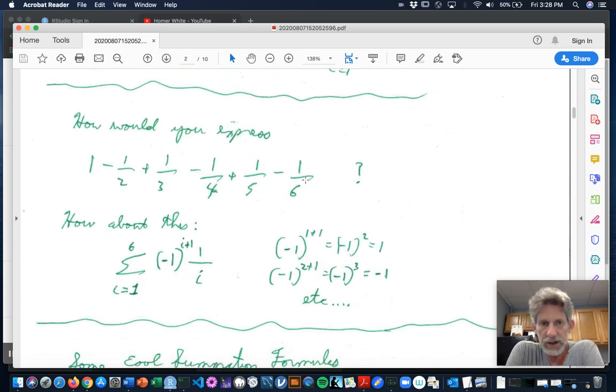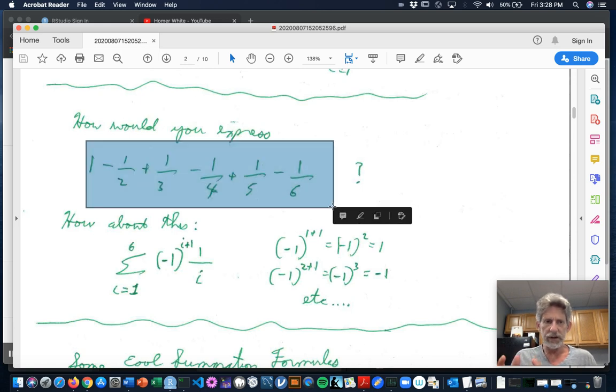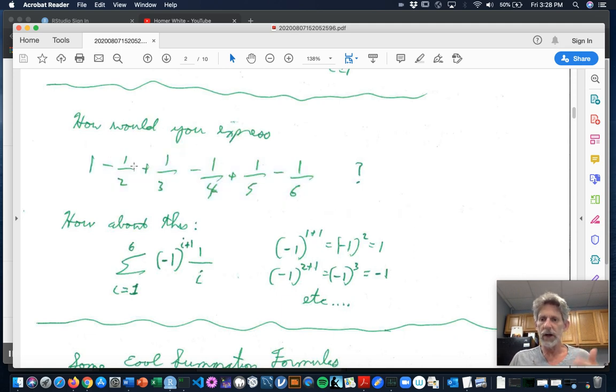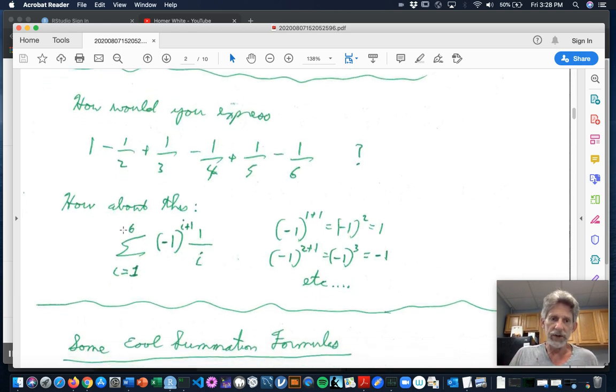Here's a little exercise to test our understanding. How would you express this sum? So it's an alternating thing. Positive number minus a number plus a number minus a number and so on. And there's definitely a pattern of 1 over bigger and bigger integers. So how could we do it? I'm just going to show you and then explain how I thought about it. I say this works. How come?